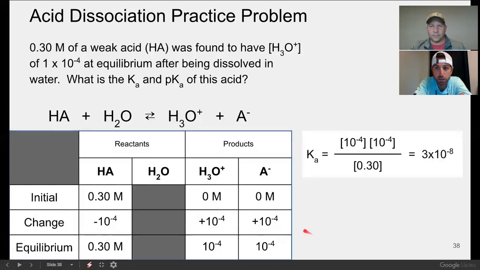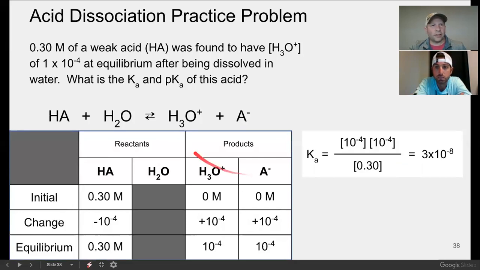We can go ahead and set up our Ka. Notice the products go on top and the reactants go on bottom. So hopefully you're using your E button when you put this in your calculator. If not, you need to put in parentheses. But anyway, you should get 3 times 10 to the negative eighth for the Ka.